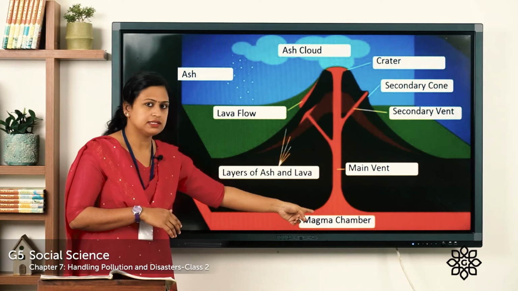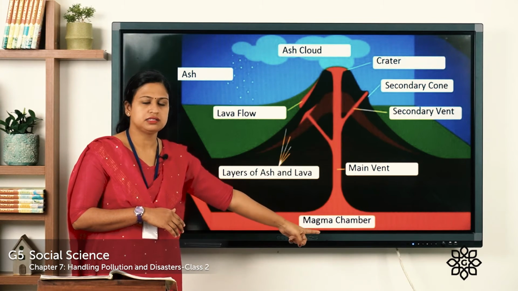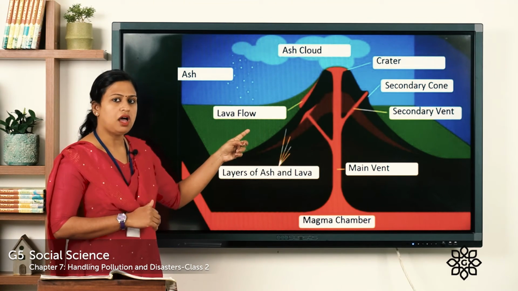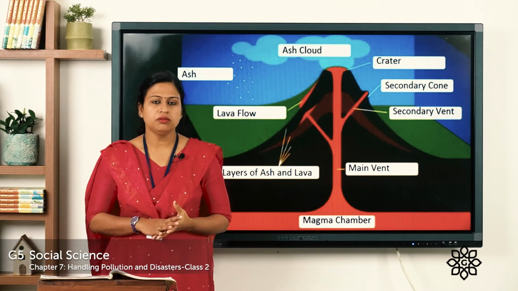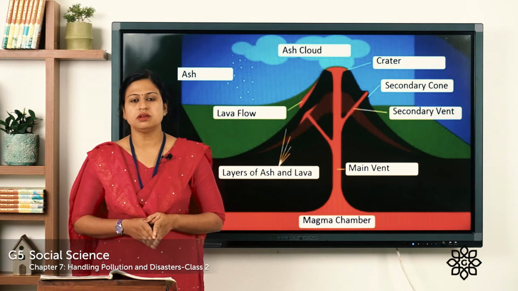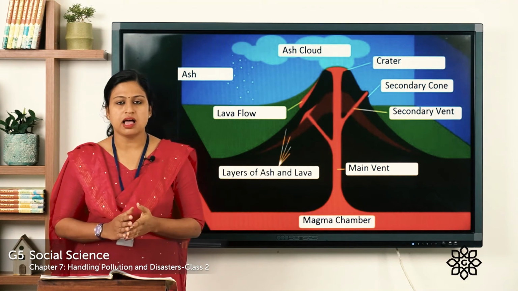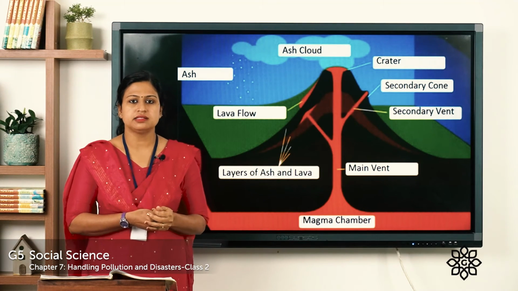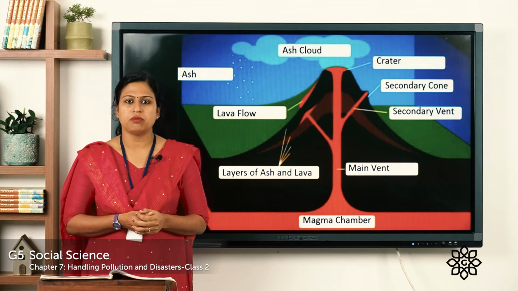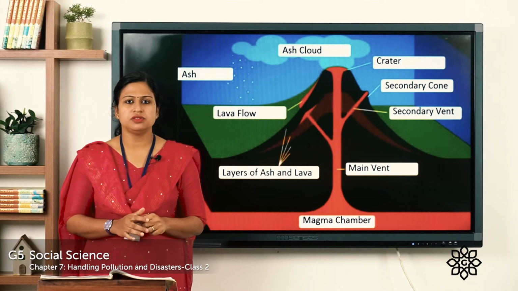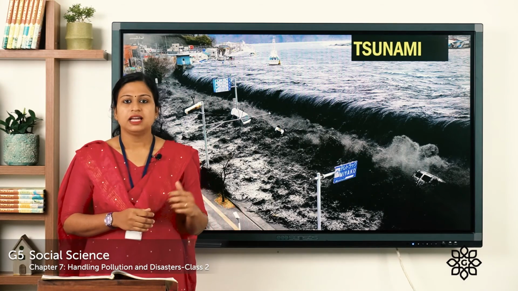So, when the magma is underneath the earth, it is known as magma, and when it comes out, it is known as lava. Along with lava, lots of ash and gases also come out. These gases are very harmful. If we inhale such gases, there would be lots of health problems like respiratory problems, eye itching, skin itching and so on.